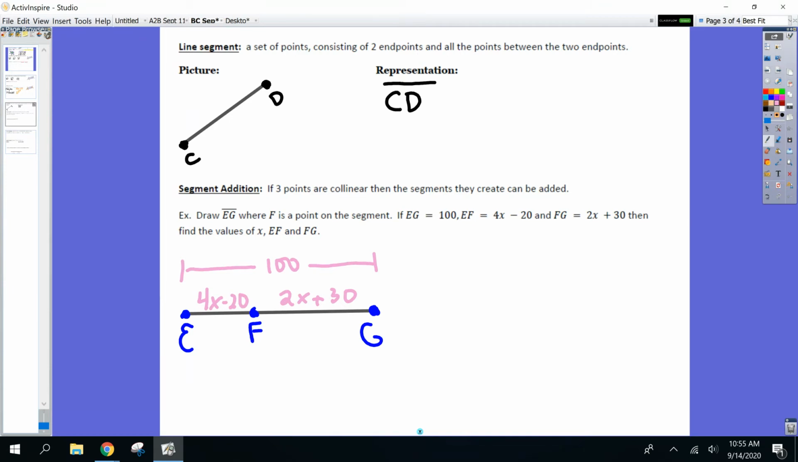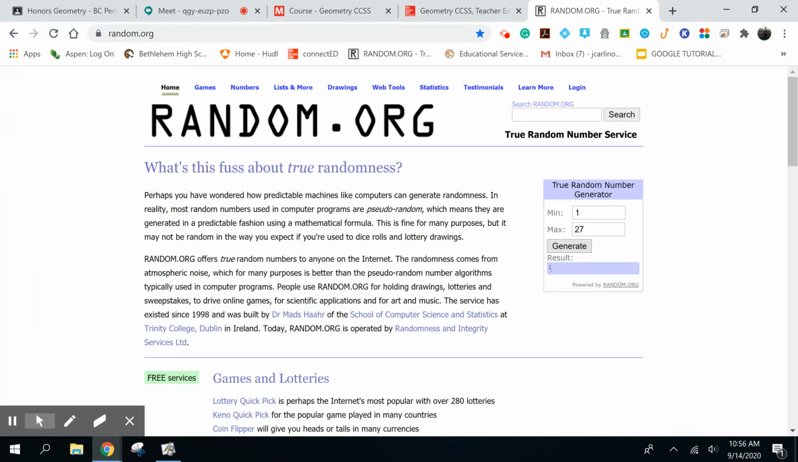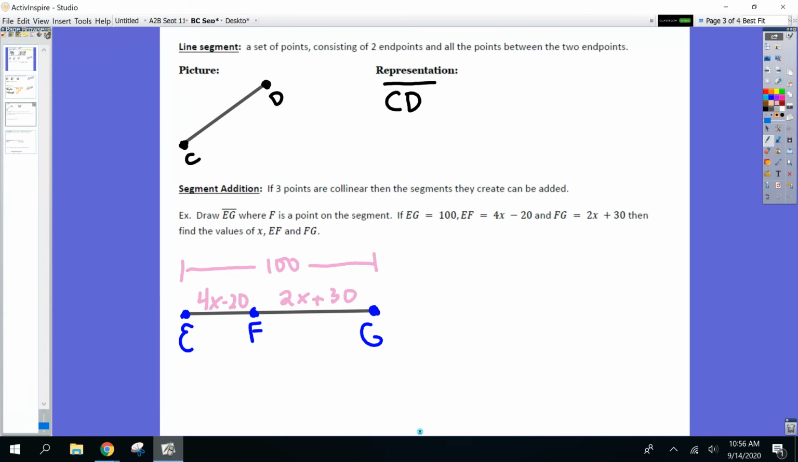I'm going to need somebody to come up with an equation to solve this, because I just can't pop x out of nowhere without solving an equation. So here we go. Number 10. Atticus, you ready back there? My first question, everyone listen to my question, please: are EF and FG equal?